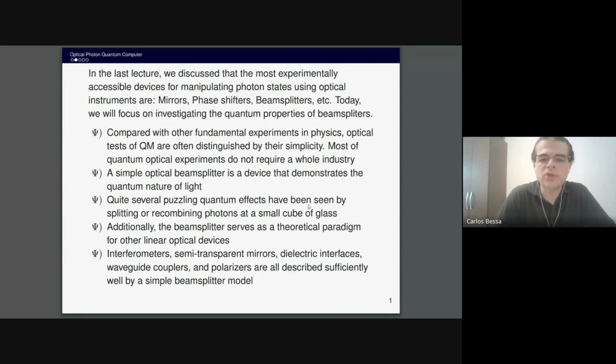Several puzzling quantum effects have been seen by splitting or recombining photons at a beam splitter, for instance. A lot of experiments, some of which we will discuss, use beam splitters. For instance, in the Mach-Zehnder interferometer, we use beam splitters to formulate the quantum puzzles that appear there. And additionally, beam splitters serve as a theoretical paradigm for other linear optical devices, for instance interferometers, semi-transparent mirrors, dielectric interfaces, and so on.